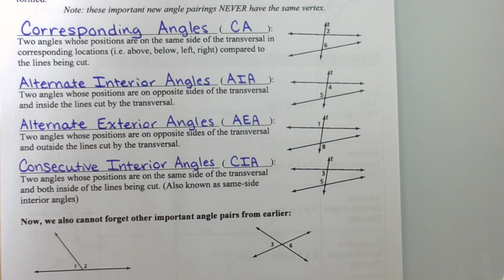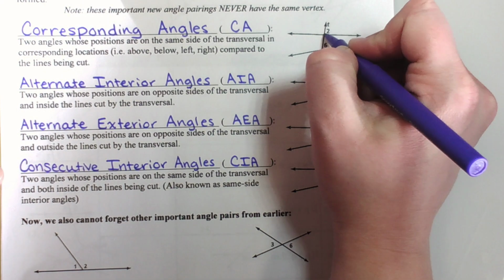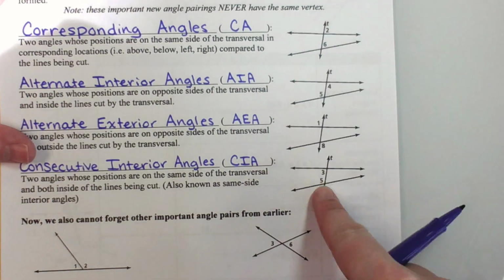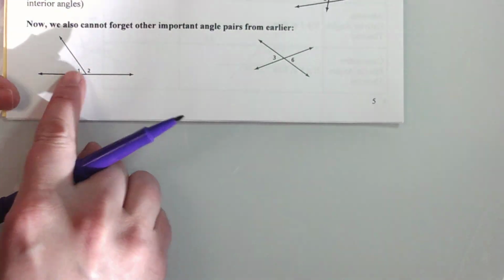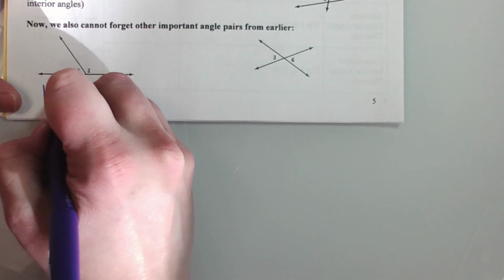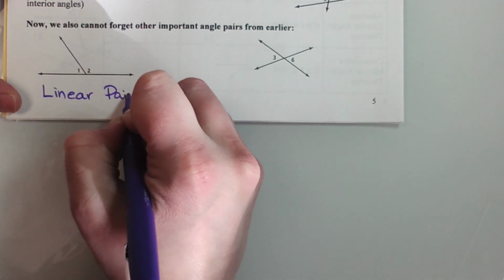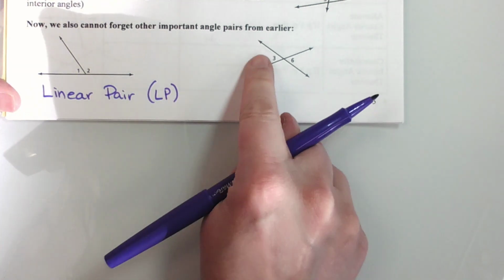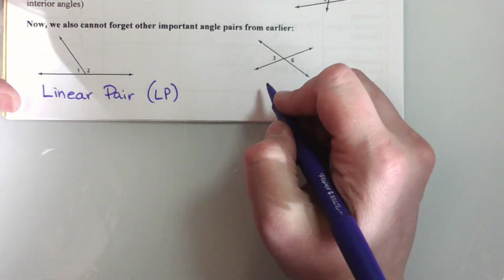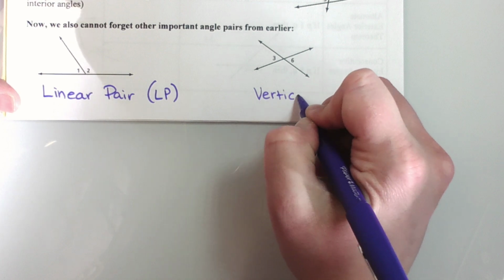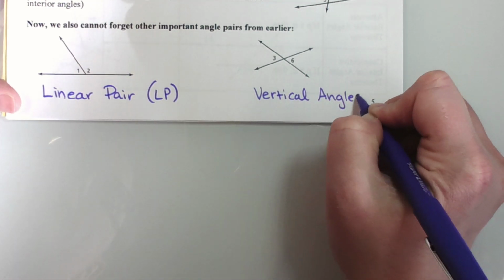So, when it comes to these 4 angle pairs, if you are trying to identify what angle pair it is, you're essentially going to ask yourself a series of questions. First thing you're going to ask is, do the angles share a vertex? Because if they share that corner of the angle, they are not any of these 4. They're either going to be like this and be a linear pair, LP, or they'll be across from one another in these pictures and be vertical angles. If they share a vertex, it's one of these ones.